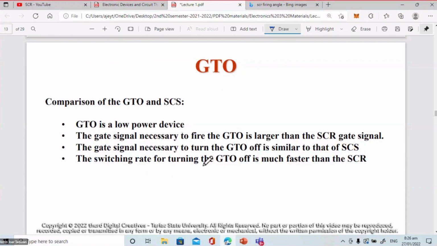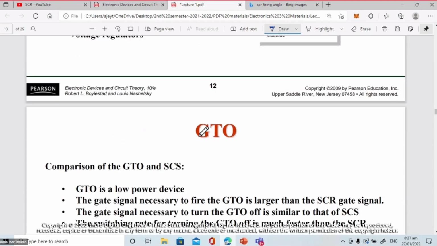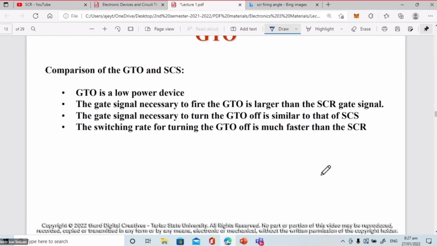The gate signal necessary to power the GTO is larger than the SCR gate signal. Okay, so we need a larger voltage to power the GTO. The gate signal necessary to turn the GTO off is similar to the SCS. Okay, kasi pwede siyang i-switch off sa gate. The switching rate for turning the GTO off is much faster than the SCR. Okay, so mas mabilis siya sa pag-turn off.